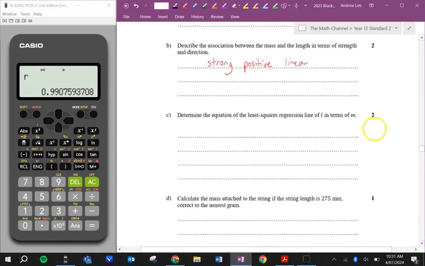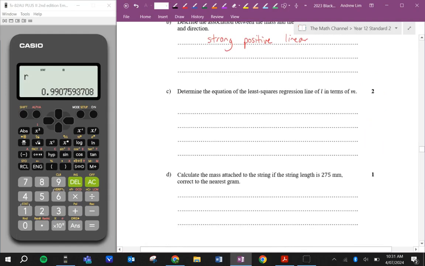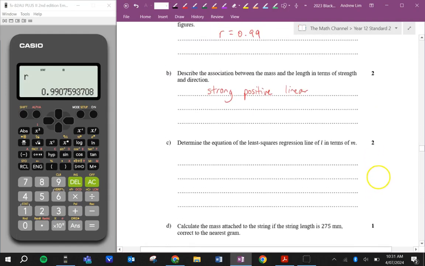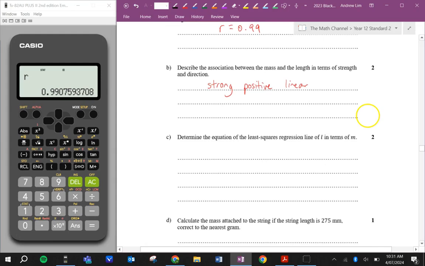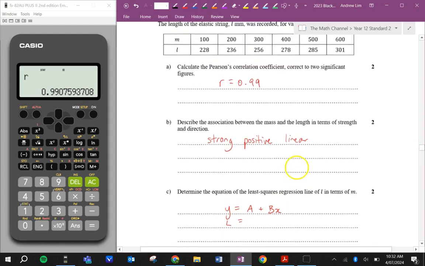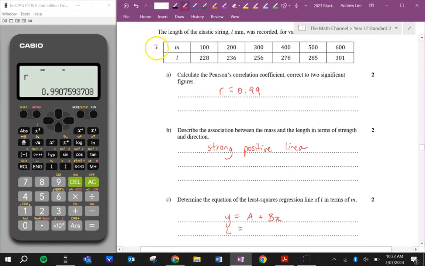Determine the equation of the least squares regression line of L in terms of M. So we can say L is equal to, so okay, maybe we can write y is equal to a plus bx. But instead of y, we're saying L, because when we have a look at this, that's x and that's y. So y is L, I'll use lowercase l, and x is m.